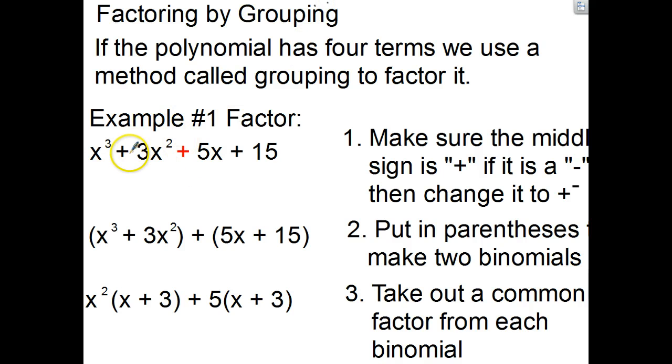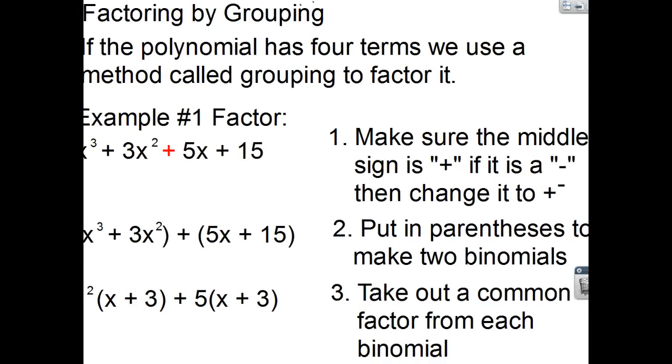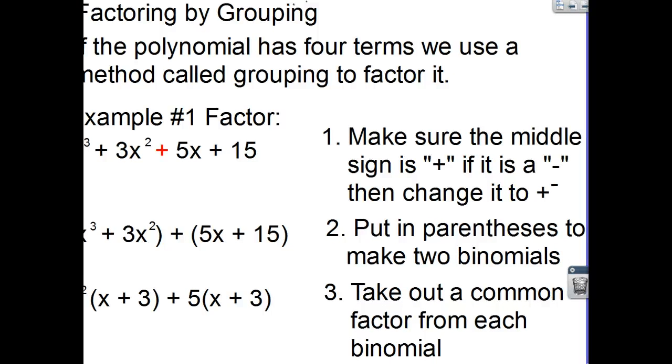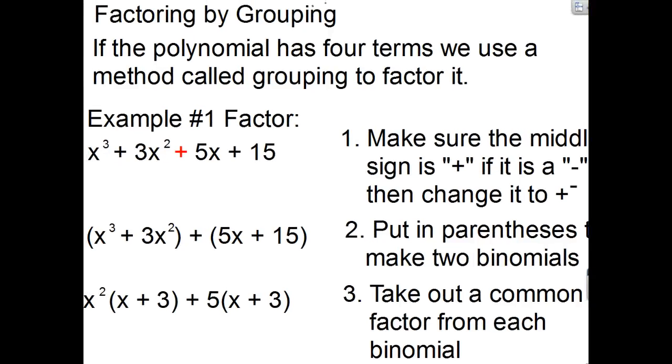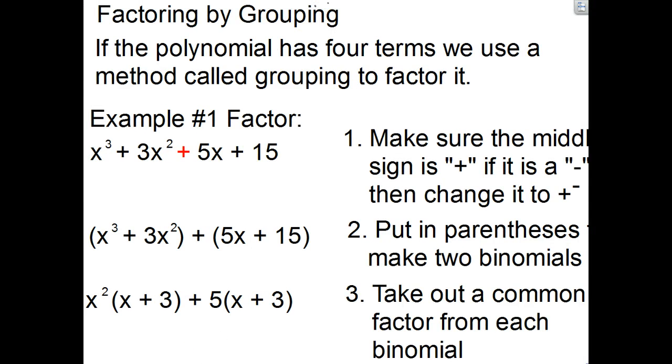Here's our example, x cubed plus 3x squared plus 5x plus 15. The first thing you want to do, if you're going to factor by grouping, is make sure that the middle sign is a plus. I'm seeing that you cannot see that, so I'm trying to adjust this. Make sure that the middle sign is a plus. All right, moving it back to this. In fact, I think I can solve that. Hang on.